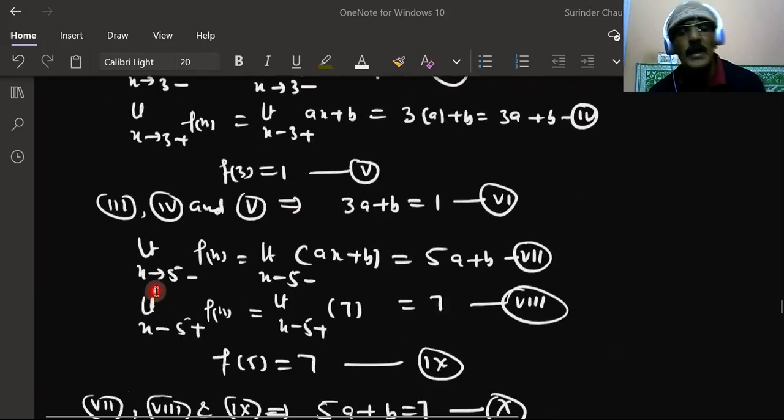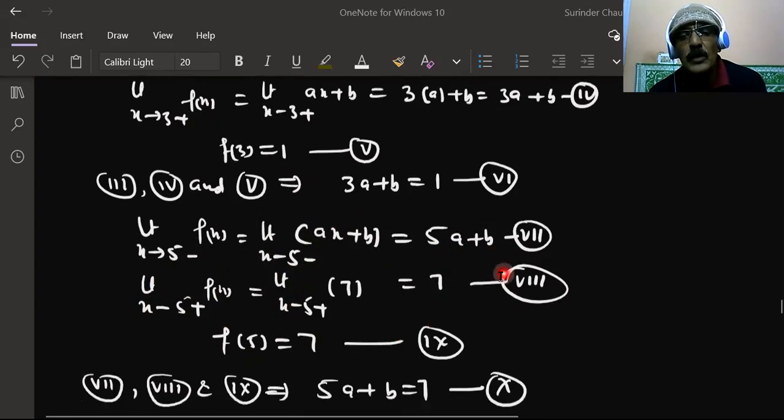Similarly, at 5, the left limit is the limit as x tends to 5 from the negative side. Since these are polynomial functions, we can directly substitute the value. There is no need to change the limit to h tends to 0; we get the same value. This is equal to 5a + b. Similarly, the limit as x tends to 5 from the positive side and f(5) are equal to 7. So 5a + b is equal to 7.